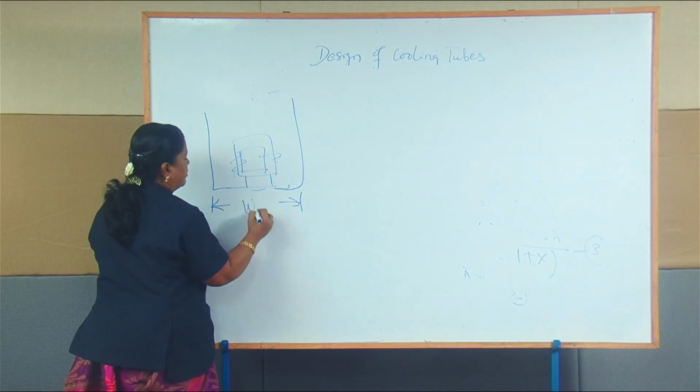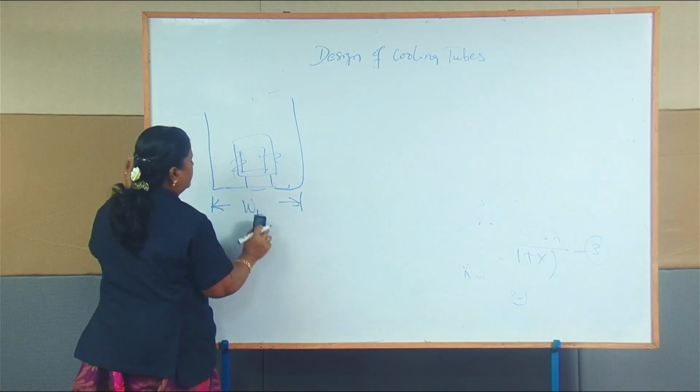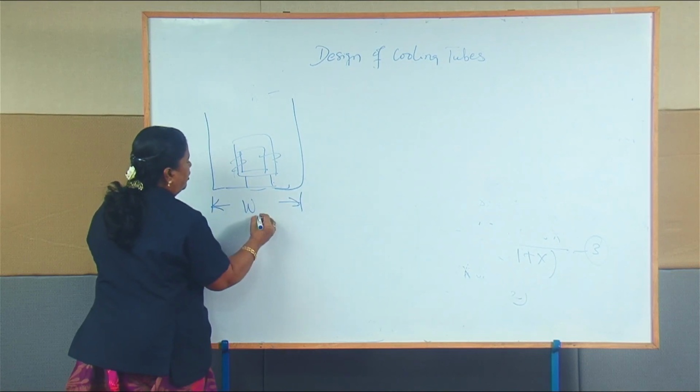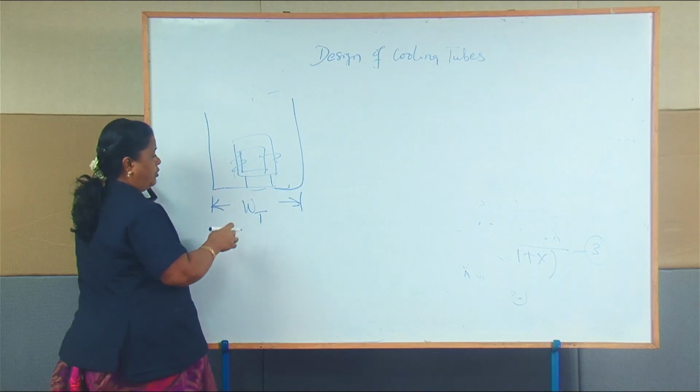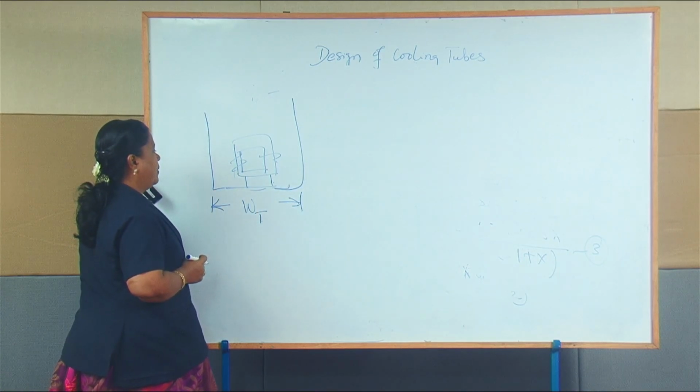Consider this as the width of the transformer, Wt. Let us make it W suffix T, because small t is for the cooling tube. No, this is the tank, so let us consider that as the width of the tank.